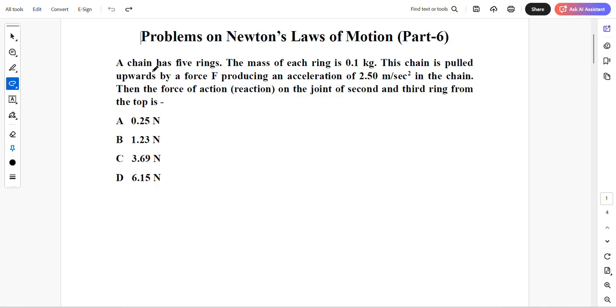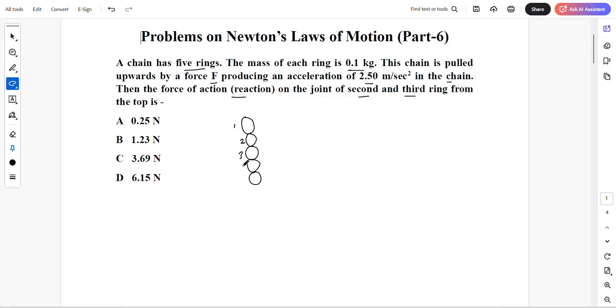This is the first problem. It is saying a chain has 5 rings. The mass of each ring is 0.1 kg. This chain is pulled upwards by a force F producing an acceleration of 2.5 meter per second square in the chain. Then find the force of action reaction on the joint of second and third ring from the top. How many rings are there? 5 rings are there in a chain. 1, 2, 3, 4, 5.